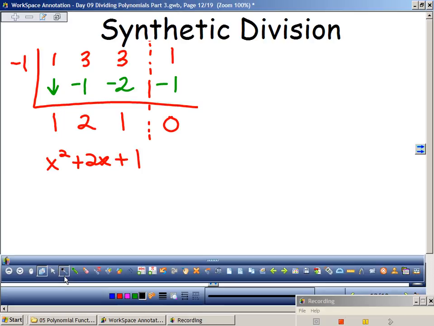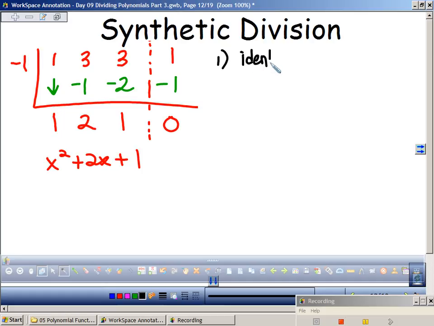Okay, so let's talk about it. Number 1, what was the first thing that we did? We wrote the 0. We identified a possible 0. What was the next thing we did?